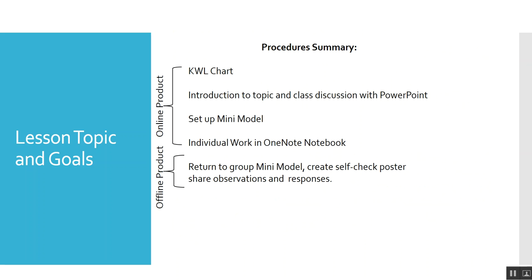The lesson would go in the following order. We would start by filling out a KWL chart. I would then introduce the topic and have a class discussion while following the PowerPoint presentation. We would separate into groups and set up our mini water cycle models. Then we would go back to individual work in the OneNote notebook and return to our group work afterwards and the mini model, followed by creating our self-check posters and ending with our observations and responses.